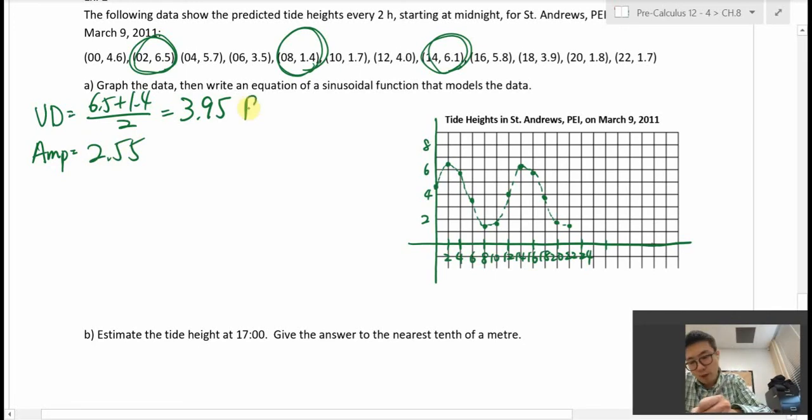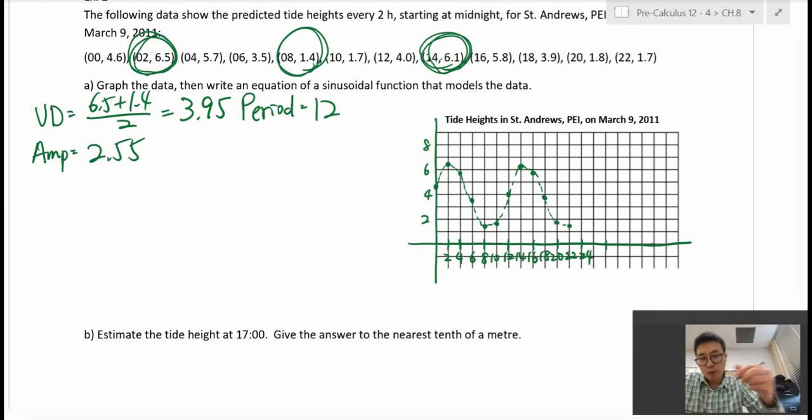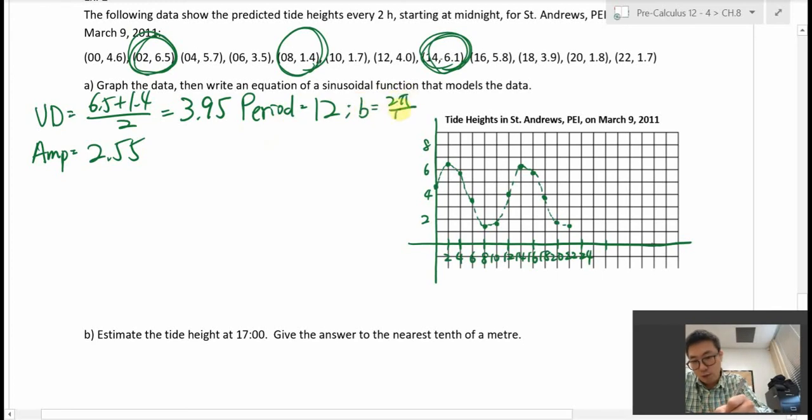Okay, the period. Again, for the period, you need to look at from the maximum, that's 2 o'clock, to the next maximum, that's 14 o'clock. So it takes 12 hours. So the period would be 12 hours, which makes sense, right? Because in the day it's 24 hours, it has 2 tides. So period is 12. Therefore, the value of B is 2 pi over 12.